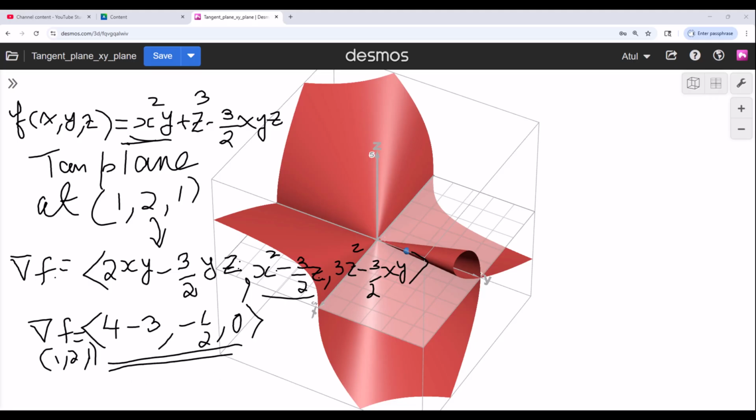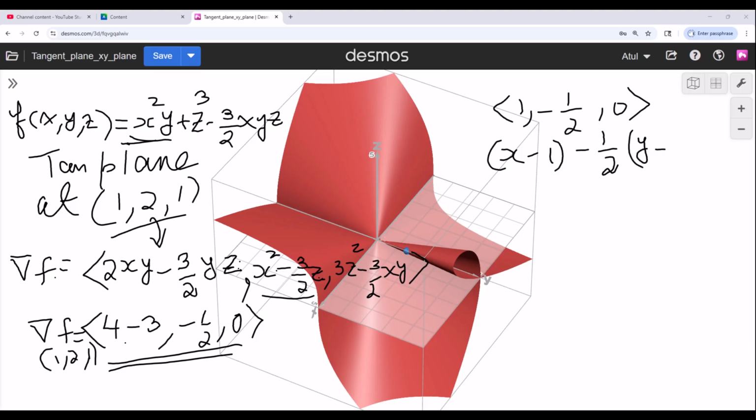Because our tangent plane at this point would be normal to (4 minus 3 is 1, negative 1 half, 0) and passes through 1, 2, 1. So that will be 1 times (x minus 1) minus 1 half times (y minus 2), and this component is 0, so there is no z in there. So what we get is x minus 1, and these two will become plus 1 together, so that will be x minus 1 half y equals 0.